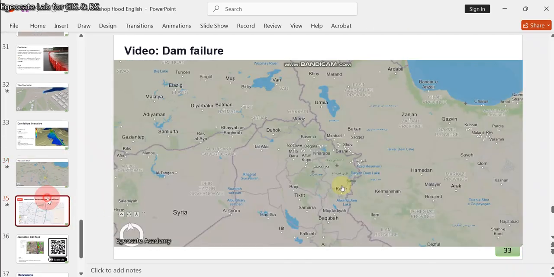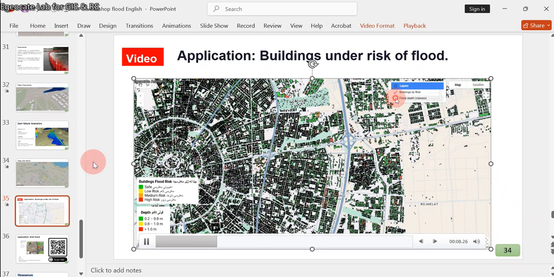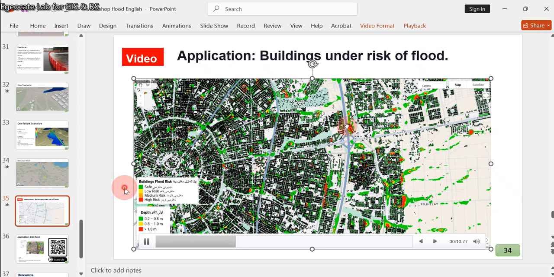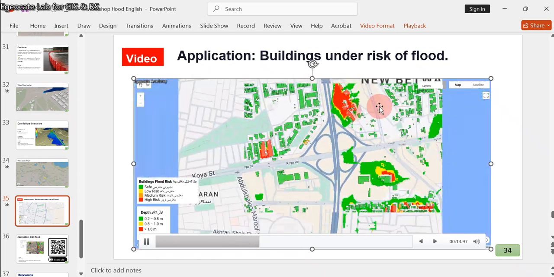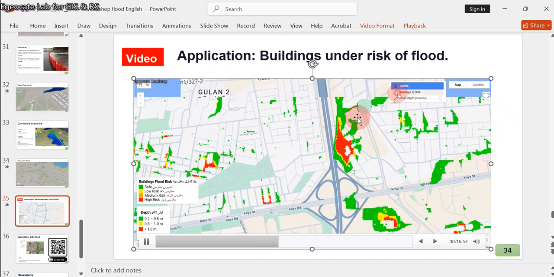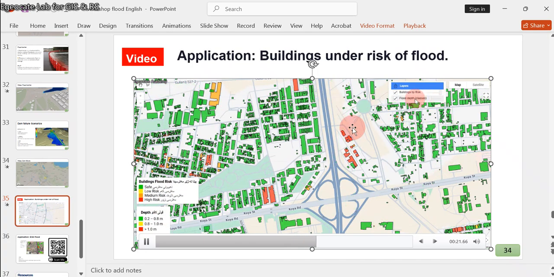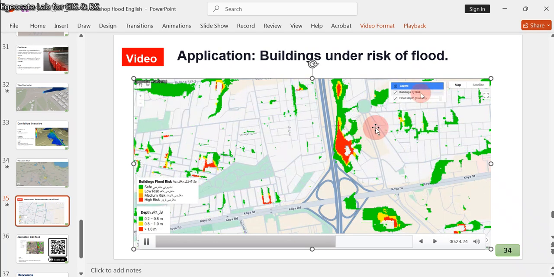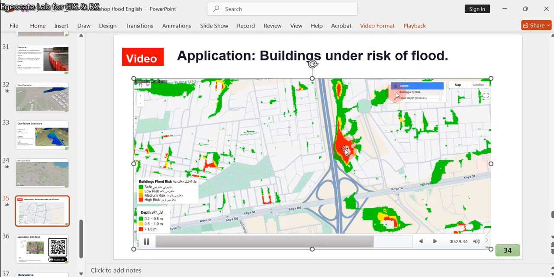And also we created a live website which people in every city and decision makers can easily see which buildings and which areas are under risk. We created this, for example, using Google Earth Engine. As you see here, you can easily understand, and this is the legend, which area is under risk, which area will be flooded, and which exact buildings are under risk of the flood.